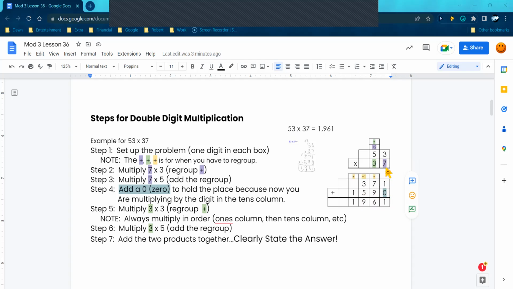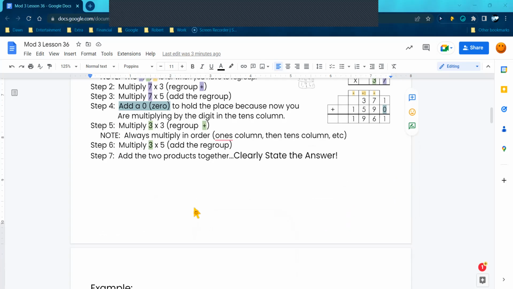When we multiply, we always start off with the ones column and work our way over. And then we add everything. 1 plus 0, 7 plus 9, and we carry our 1. 1 plus 3 plus 5, and 1 plus nothing. So our answer is 1,961. We always need to make sure we clearly state our answer.